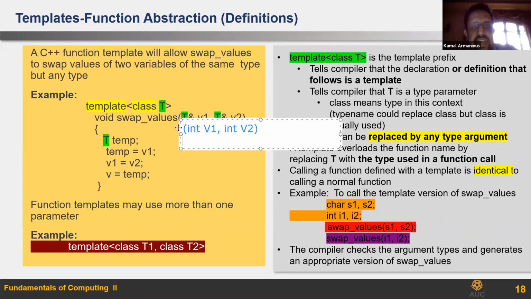This is called a function abstraction. This is called a function template. What's a function abstraction? Again and again, function abstraction means that you are abstracting the function from a specific data type. So this is function abstraction.